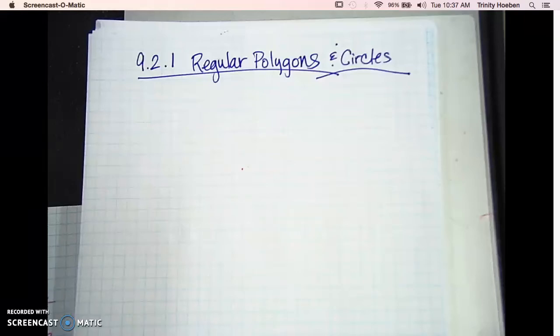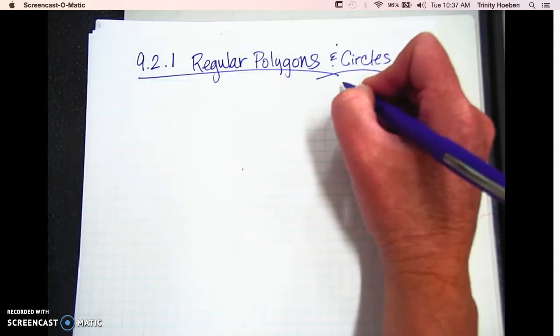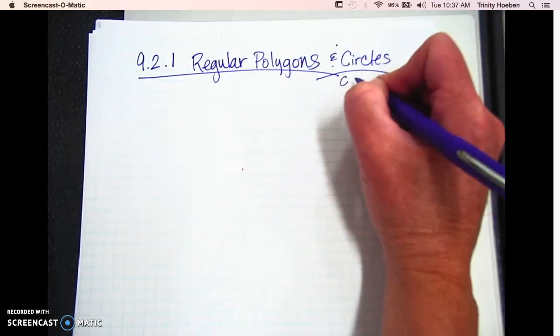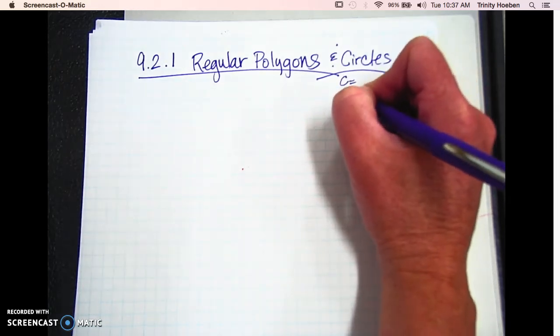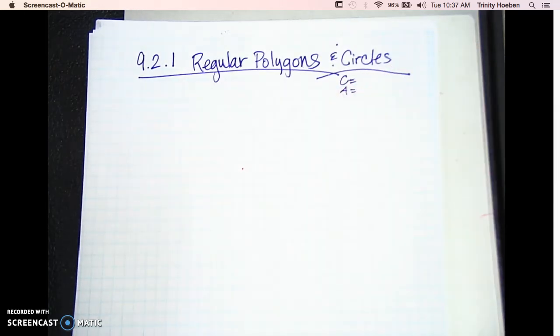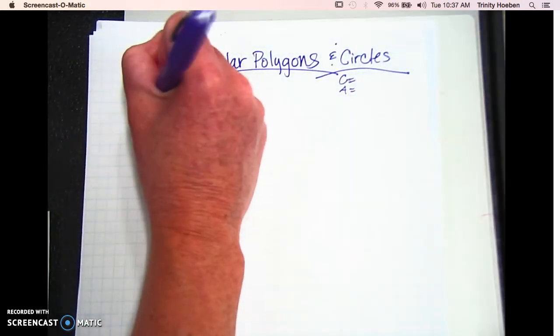So next, section 9.2 is called regular polygons and circles. Circles are special because they're going to have a different kind. They don't have a perimeter. They have what's called a circumference instead. So we're going to get the circumference and the area. And so that's the first problem we're going to start with.